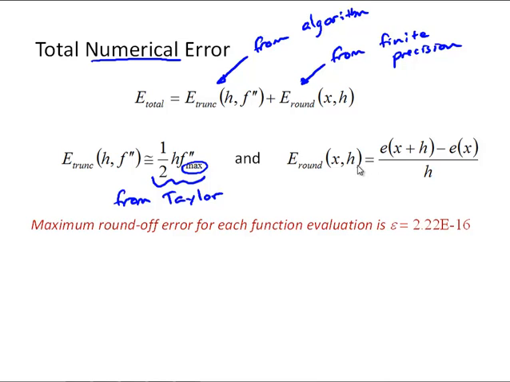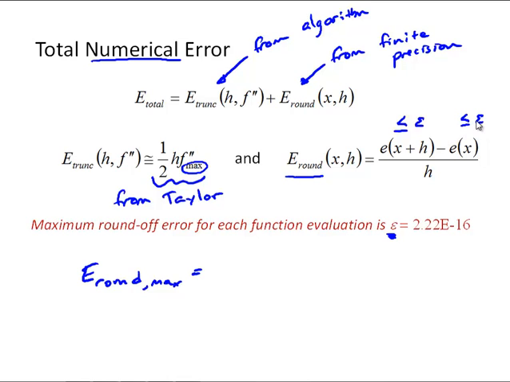And the round-off error from the previous slide is the round-off error from evaluating the function at x plus h minus the round-off error from evaluating the function at x, all divided by h. Now we know that maximum round-off error for each function evaluation is going to be the machine epsilon, which is 2.2 times 10 to the minus 16. So we can use that to find our maximum round-off error, give that an upper bound. We can imagine this one will be less than or equal to epsilon, and this one will be less than or equal to epsilon.